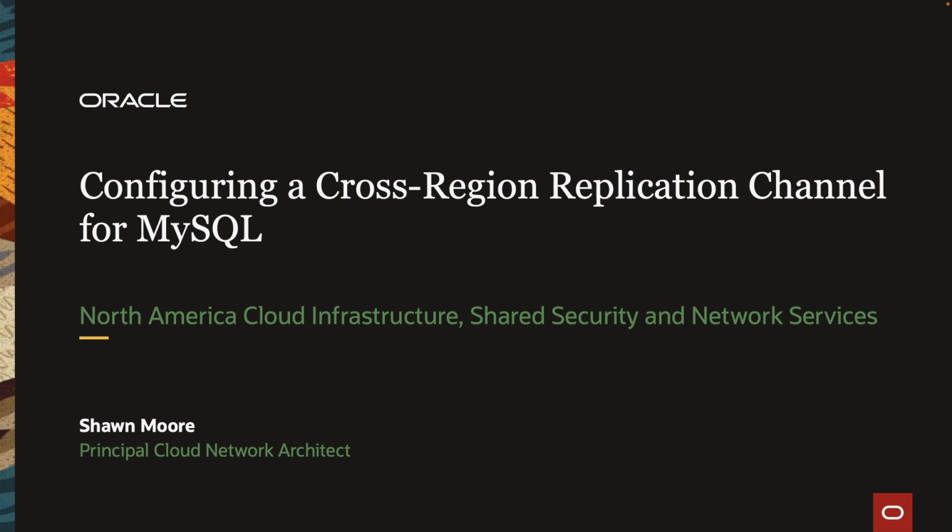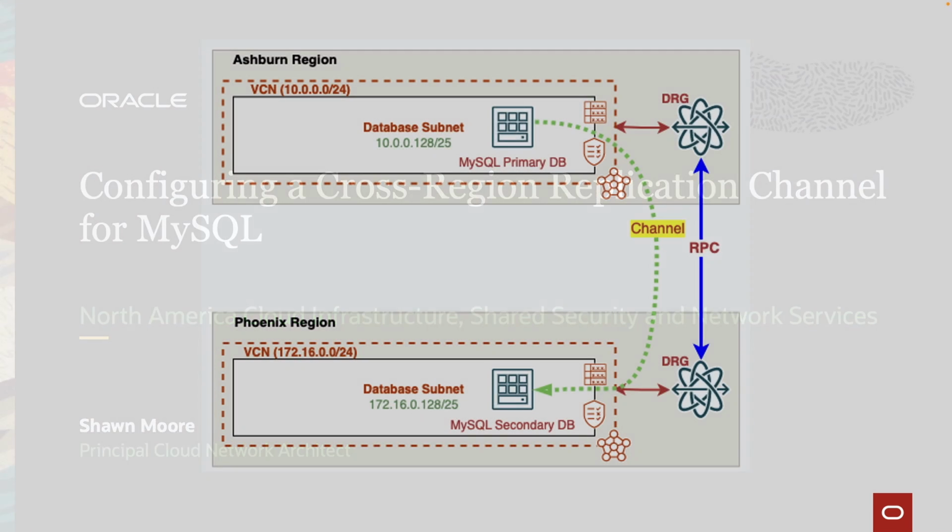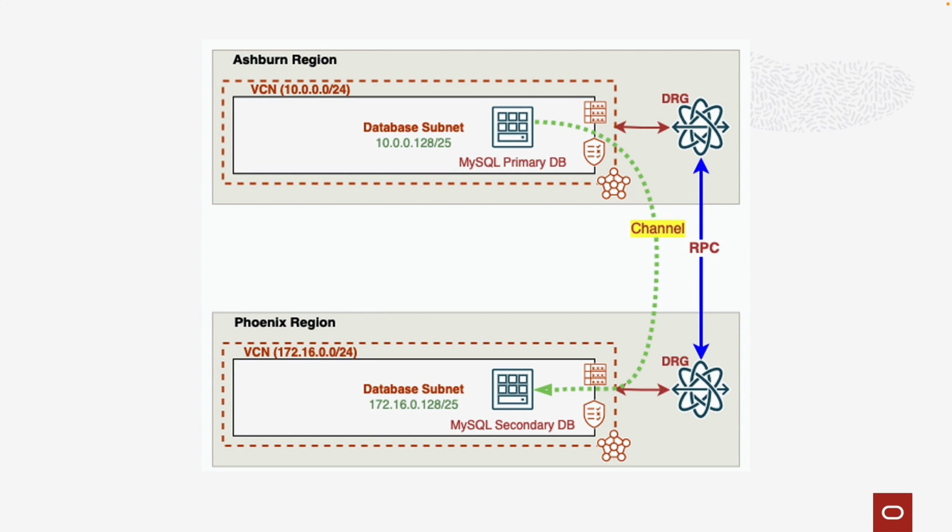In this video, I'll show how to configure a replication channel for MySQL across OCI regions. This channel provides a DR solution by copying transactions from the source database to a replica database. The source and replica databases can be located in separate OCI regions, providing the ability to quickly recover your data during an unplanned event affecting an entire region.